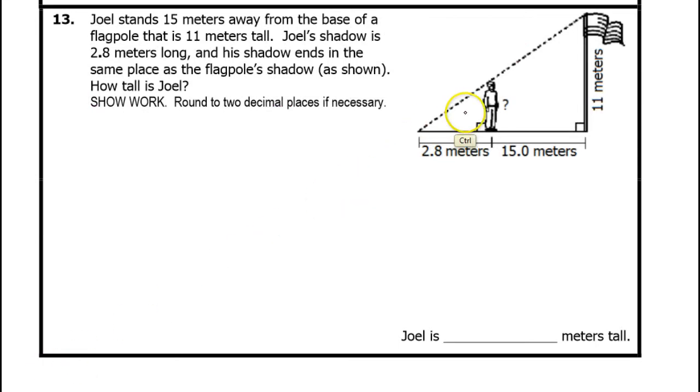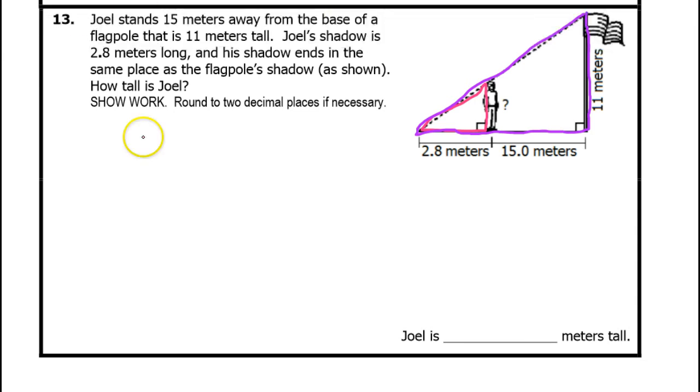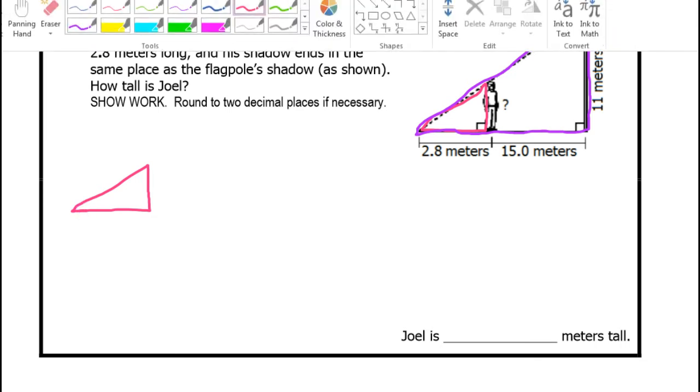In problem number 13, we are really dealing with two triangles. We have a triangle inside of a triangle. So we have this smaller triangle, and then we have the larger triangle around the outside. I think it would be helpful to draw these triangles separately. So here's the smaller triangle, and here's the larger triangle.